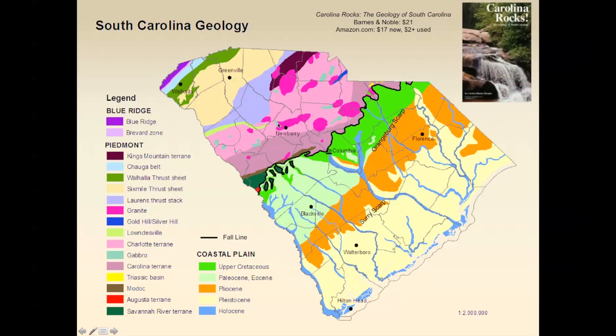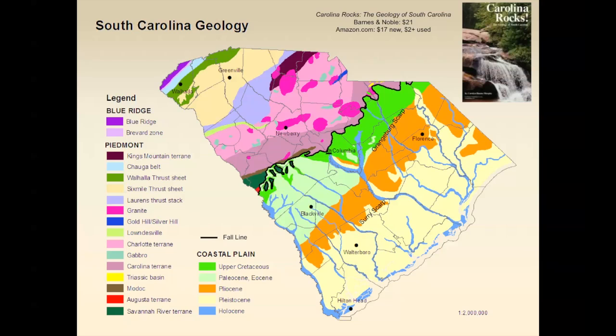In this part of South Carolina, we're going to find mainly granite, slate belts, things like that. And these are not metamorphic. These are mostly igneous rock formations.